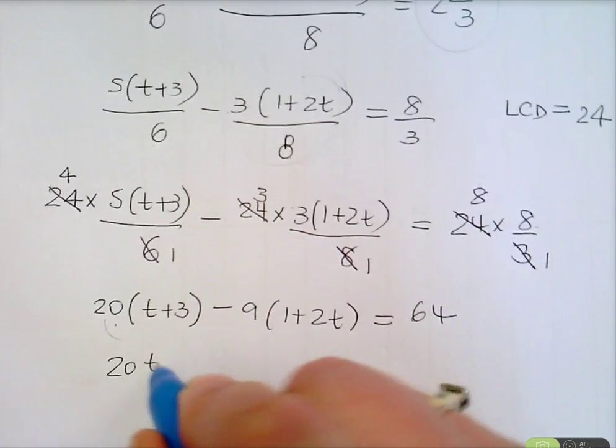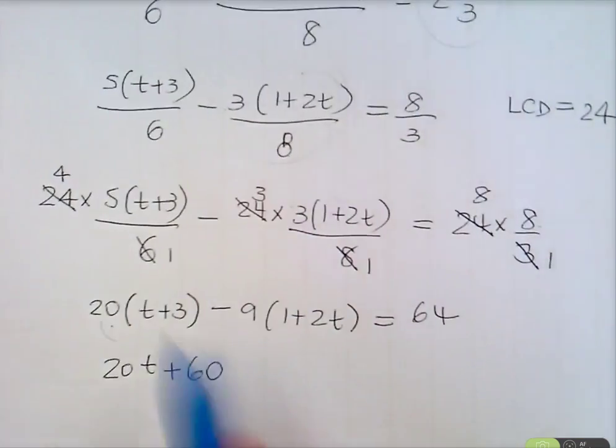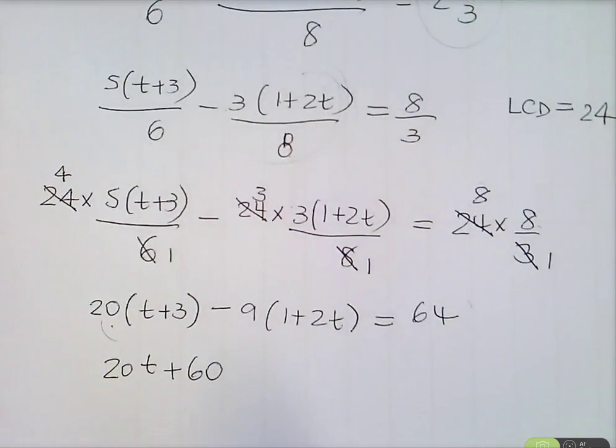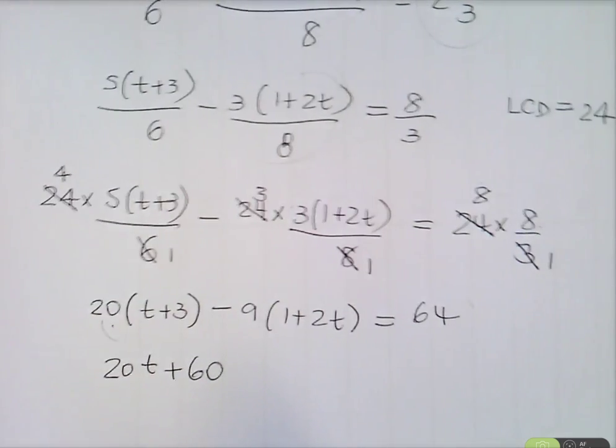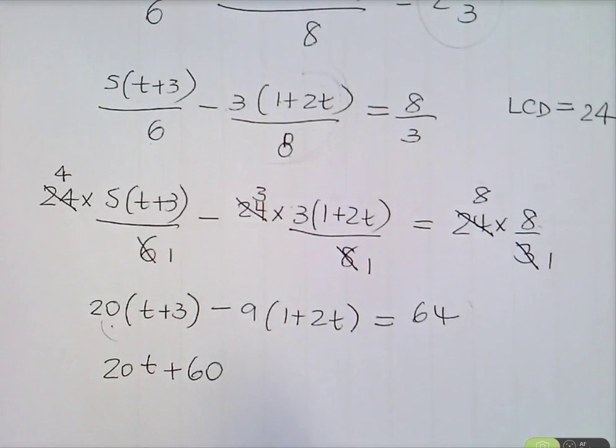So 20t plus 60. See how it becomes a one-line easy equation. So all you've got to do, multiply by 24, do your cancelling out, and make sure the denominators are 1. When the denominators are 1, you don't have a denominator anymore. And then it just becomes like a straight, easy type of question that we would have done first.